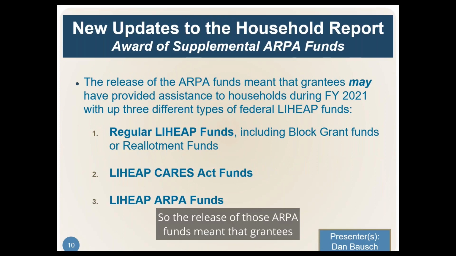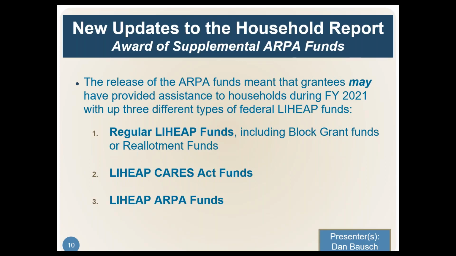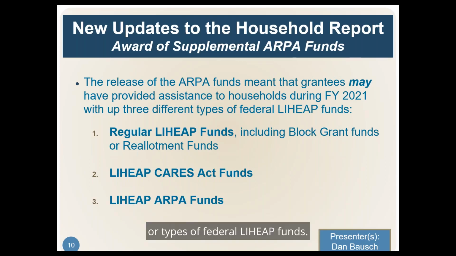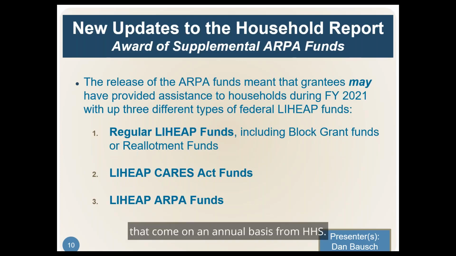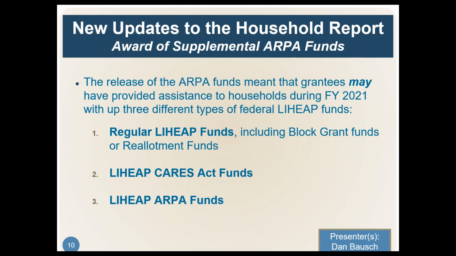So the release of those ARPA funds meant that grantees may have provided LIHEAP assistance to households during fiscal year 2021 with 3 different categories or types of federal LIHEAP funds. You may have assisted households with your regular LIHEAP funds. Those are your block grant funds and reallotment funds that come on an annual basis from HHS.